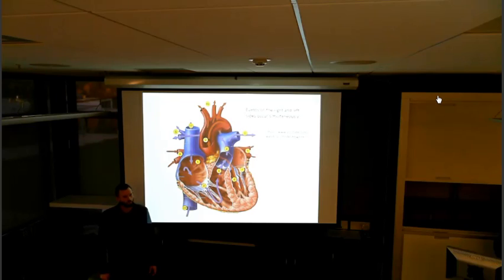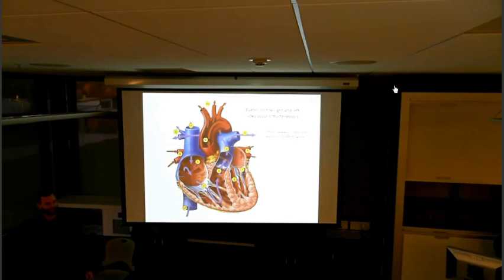Jordan, what's this vessel right here that's dumping blood into the right atrium? The vena cava. That's the vena cava. Which one is it? This is the superior because it's coming from above. And down here is the inferior vena cava.